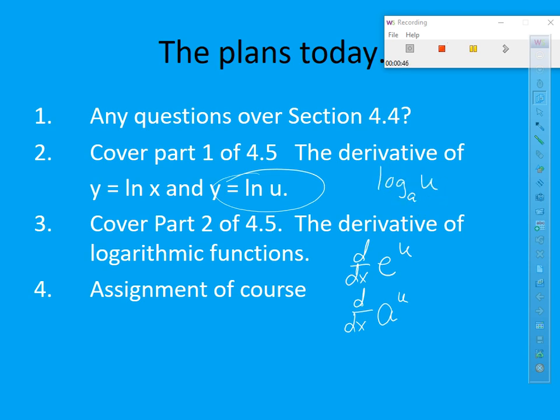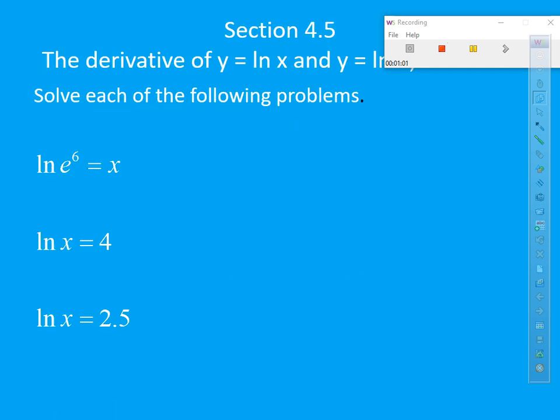So you should have in front of you your class notes for section 4-4. It'll be the one that says the derivative of y equal natural log of u and y equal log to the base a of u. Now, as we get going, before I start the lesson, I want to review a couple of things with you. Remember, the natural log has a base of e.